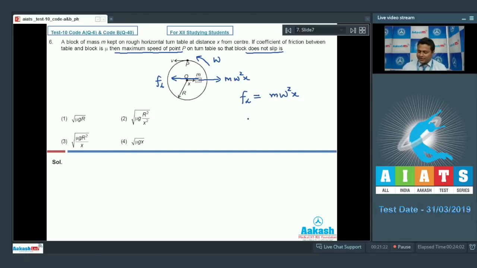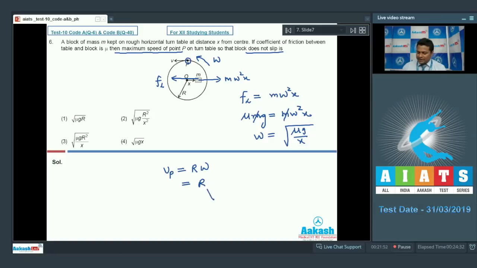FL we can write as mu into normal reaction, which is mg. So mu mg equals m omega square x. Now m cancels out. We get the value of omega as under root of mu g divided by x. Now we have to calculate the speed of point P. So speed of point P will be given as r into omega.